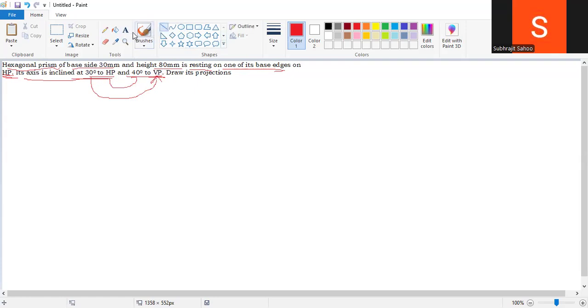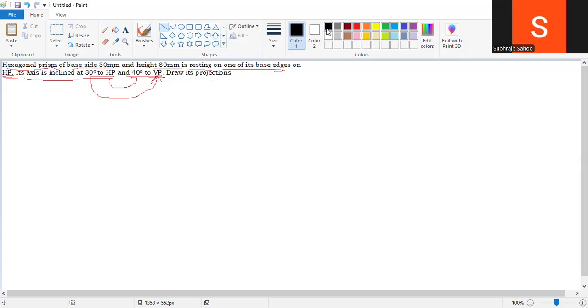Same concept here. In the exam questions, maybe some data in place of 30 mm, maybe 40 mm will be written. In place of 80 mm, maybe 70 mm will be. Like this, some data will be changed. But remember the question pattern: 95% chance this type of pattern will come. So practice it properly so that you can get full marks.